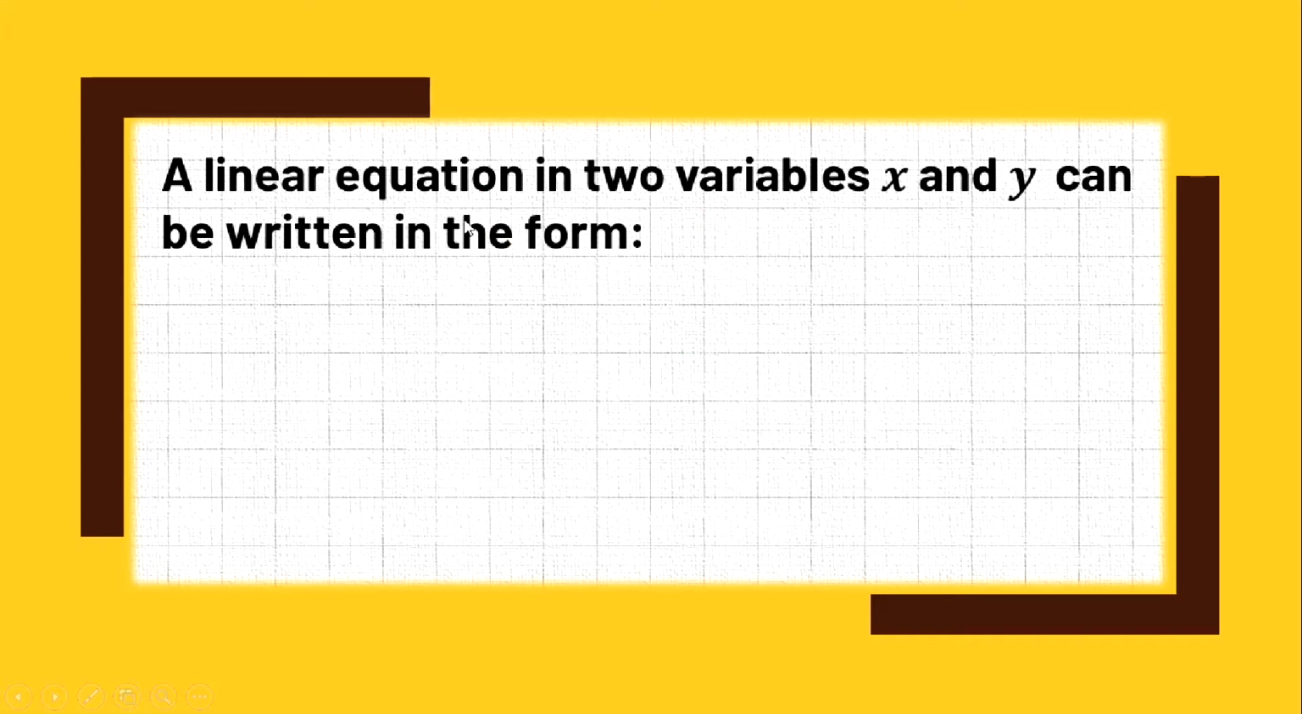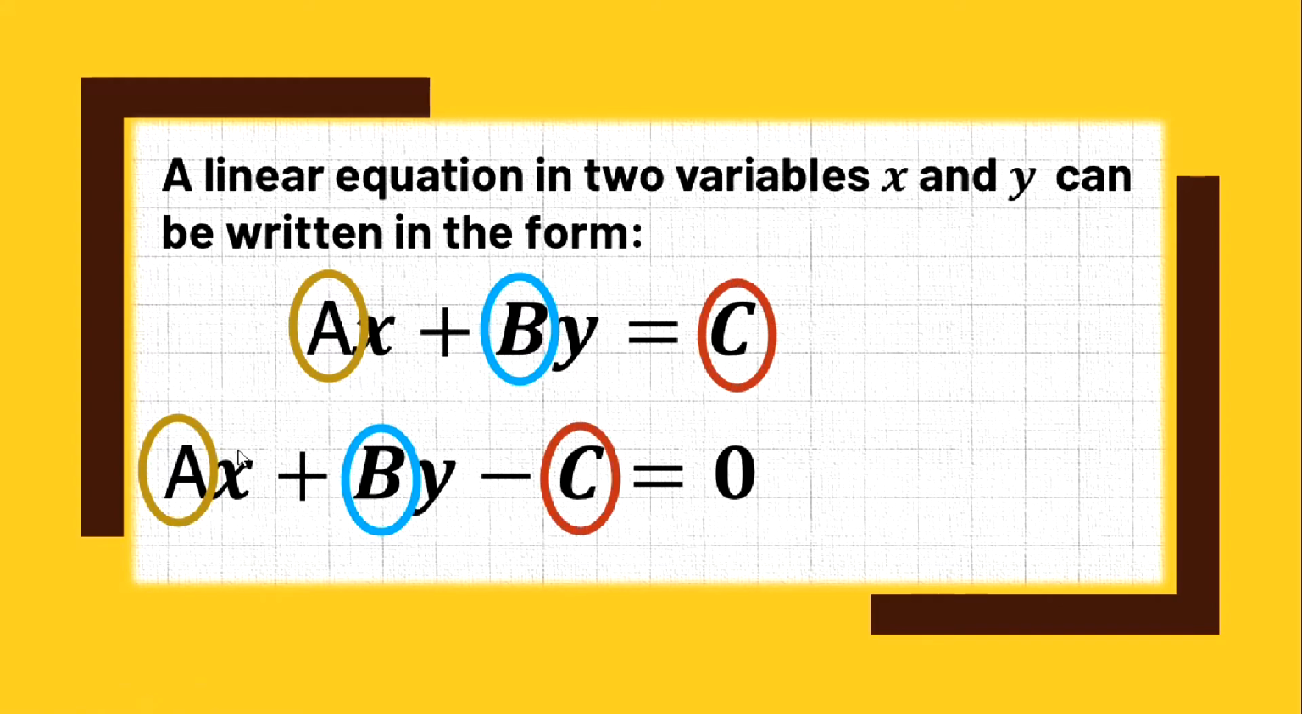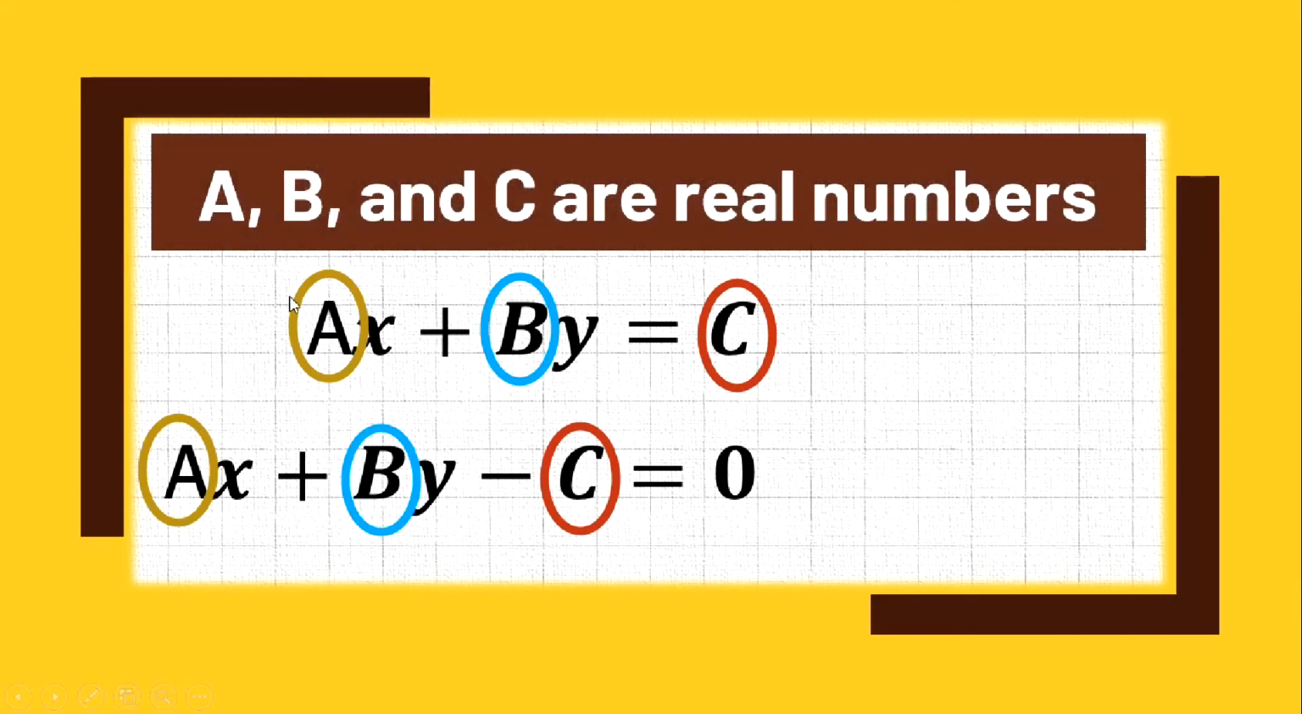So again, a linear equation in two variables x and y can be written in the form ax plus by equals c or ax plus by minus c equals 0, where a is the numerical coefficient of x, b numerical coefficient of y, and c constant. With the following conditions, a, b, and c are real numbers. So meaning kahit anong numbers pwedeng maging values ni a, b, and c provided that they are not imaginary.